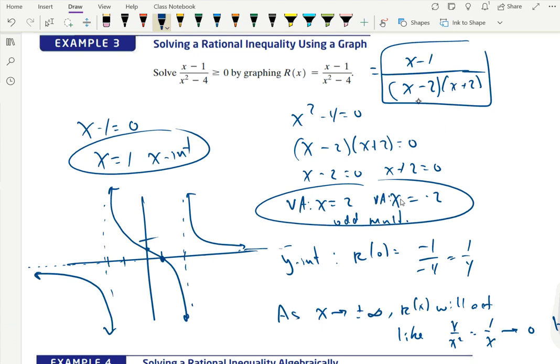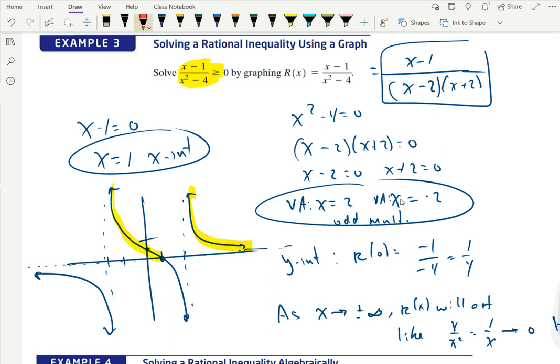Then we take a look at the intercepts. At r of 0, there are a lot of zeros in here. And then, what is the end behavior? As x goes out to positive and negative infinity, what does this really look like? Now, that's the graph. What we're really interested in is solving this: when is this greater than or equal to 0? When is it above the x-axis? It's above the x-axis over here, and it's above the x-axis out in this region. So where are those?